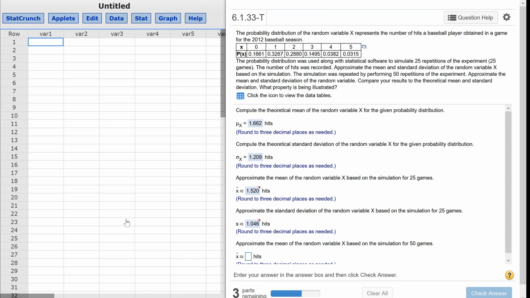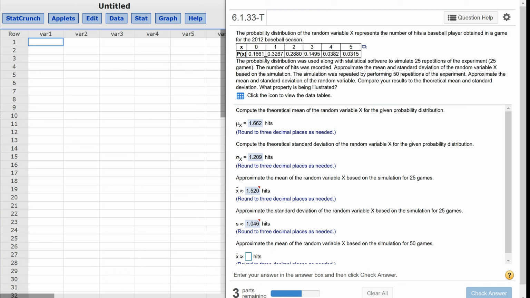This problem has given students difficulty. There's 3 parts to the problem. First, at the very beginning, it says the probability distribution of the random variable x represents the number of hits a baseball player obtained in a game for the 2012 baseball season. Now, this is an average of all of the hits of all of the players in the 2012 baseball season.